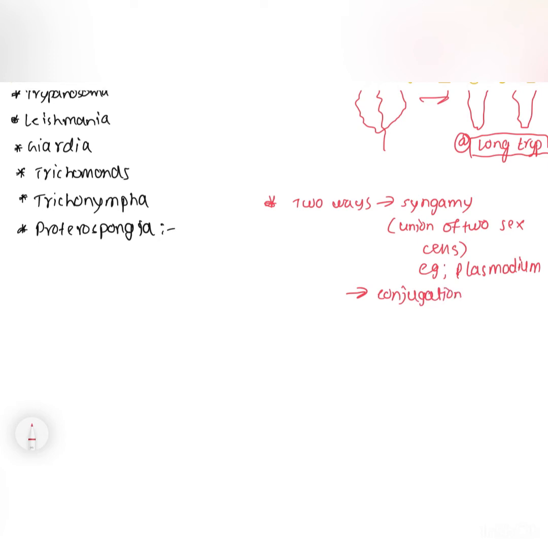And another way is conjugation. Conjugation means the exchange of nuclear particles. They exchange the nuclear particles, and in this way conjugation occurs. Example is in paramecium.